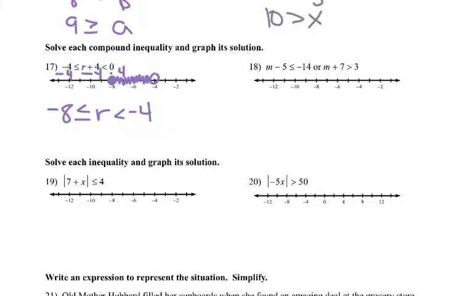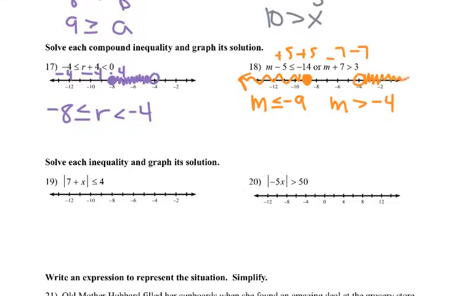For 18, first I would solve the one on the left. So m, I have plus 5. So m is less than or equal to negative 14 plus 5, which is negative 9. So at negative 9, fill in the circle because it's equal to. M is less than, shade to the left. Then the other section, I subtract 7, so m is greater than negative 7 plus 3, or 3 minus 7, will give us negative 4. So hollow circle at negative 4, m is bigger, so we shade to the right.